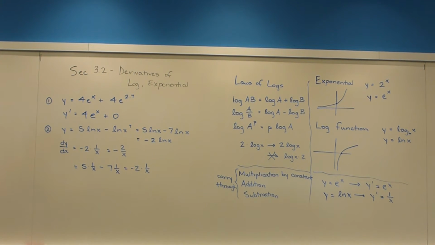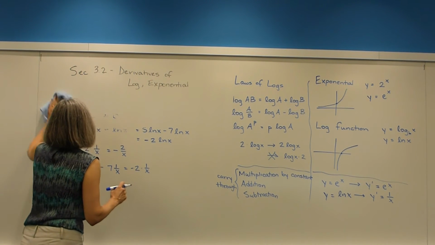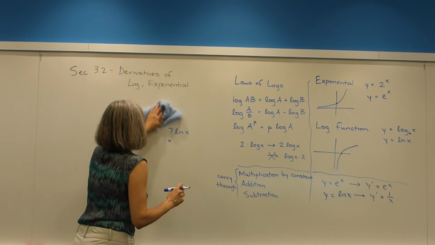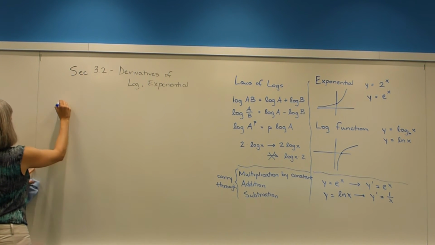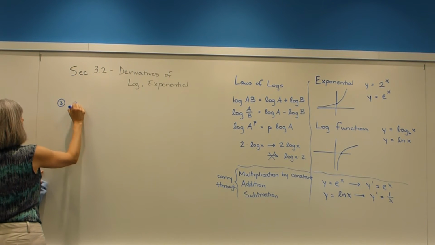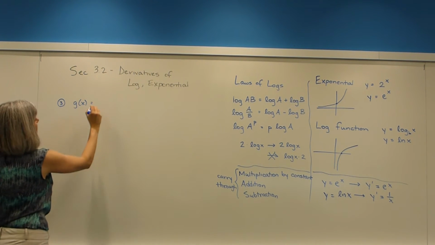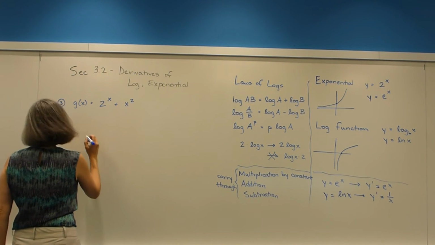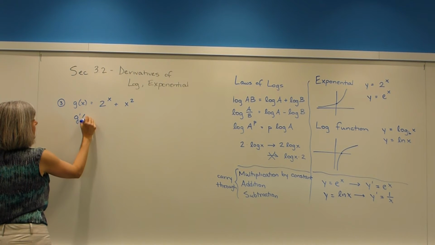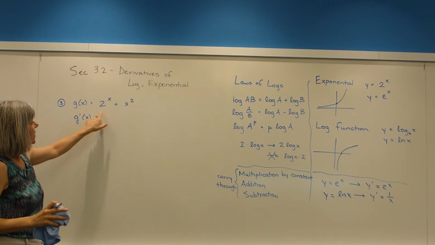Okay, one last one. 2 last ones, I guess. Not everything is y and f of x. Sometimes we have other functions. And we want to find g prime. So that implies that it's with respect to x. So let's look at these.